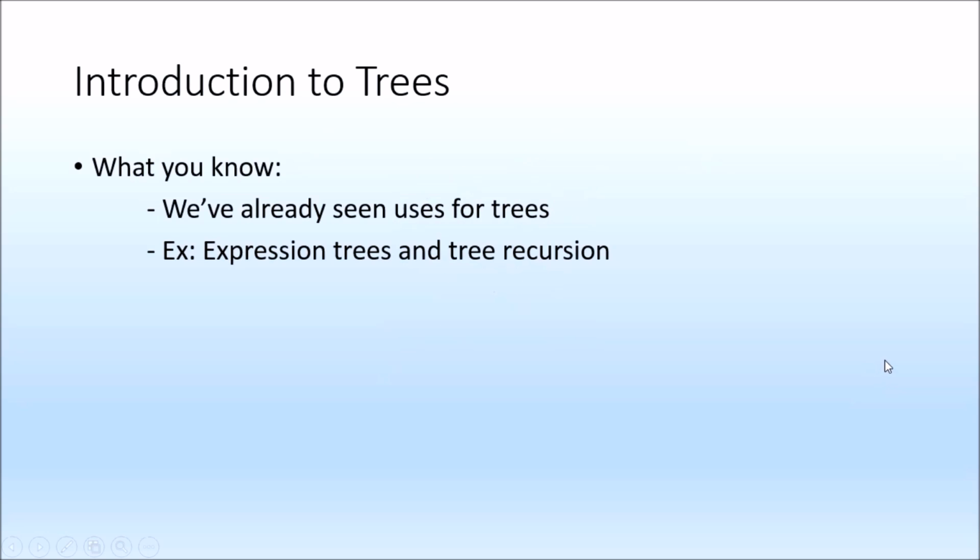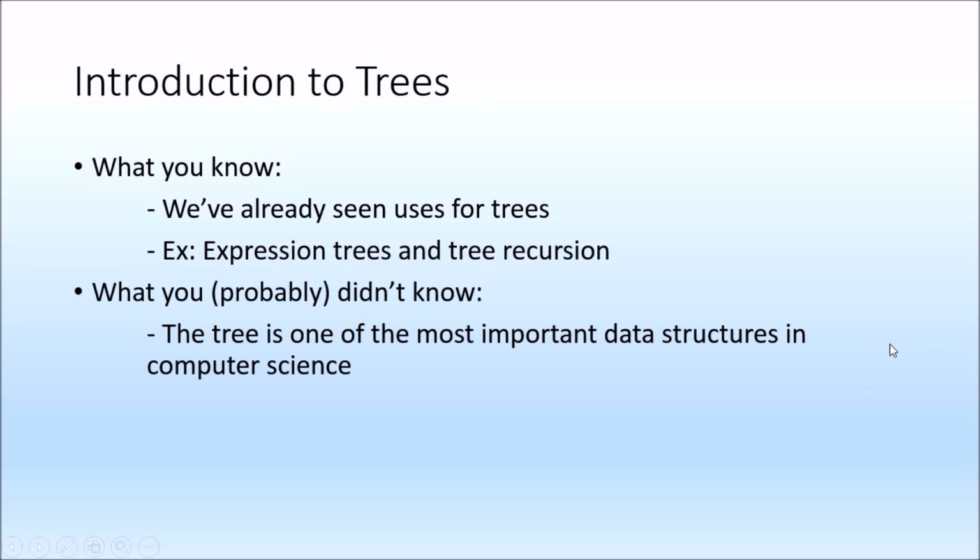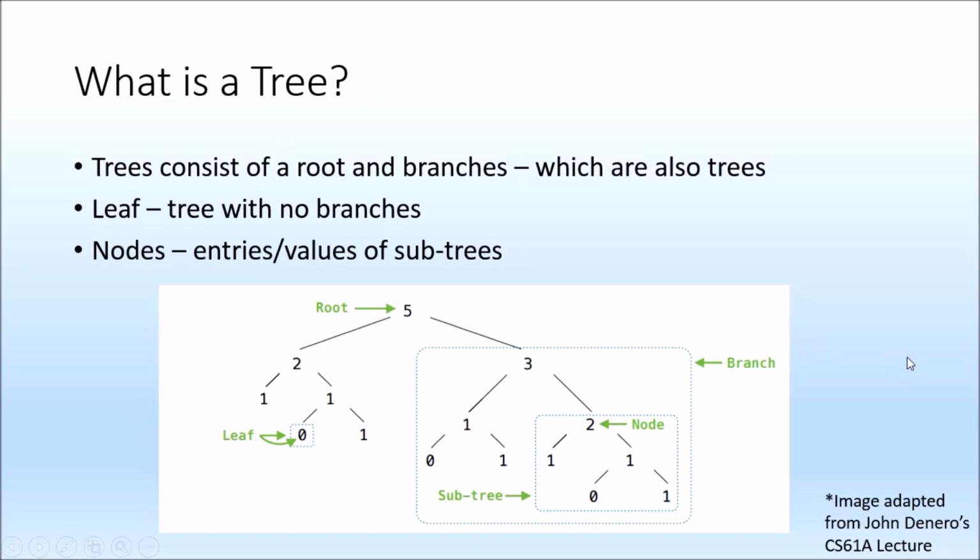Okay, so we've actually seen a little bit about trees. We've seen it used for expression trees and tree recursion. But what you probably didn't know is that the tree is one of the most important data structures in computer science. So what is a tree? Well, a tree consists of a root and a series of branches. And these branches also happen to be trees. So as you can see, trees have a very natural recursive definition because the branches of trees are also trees.